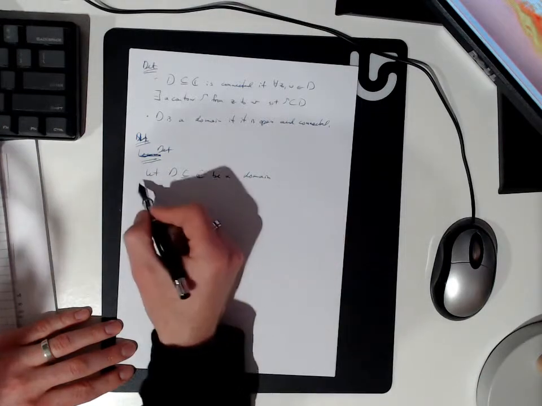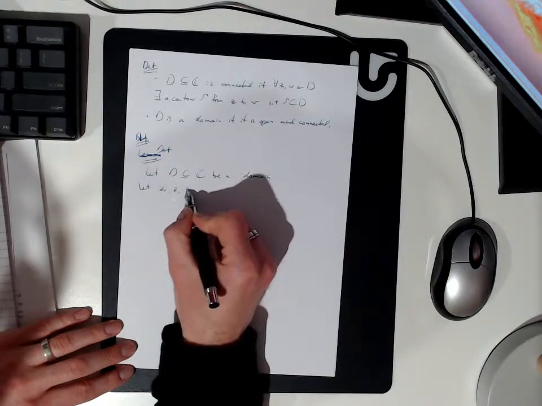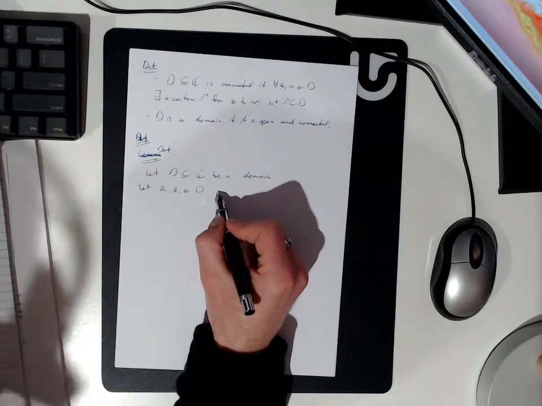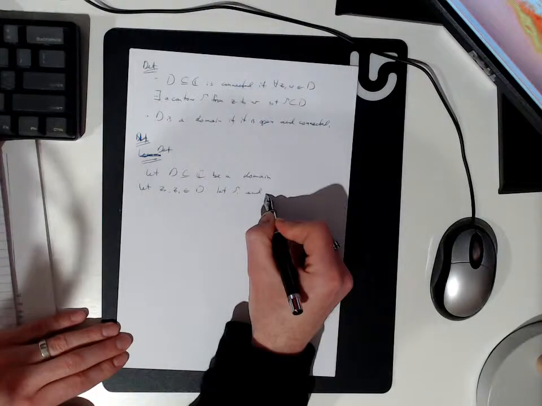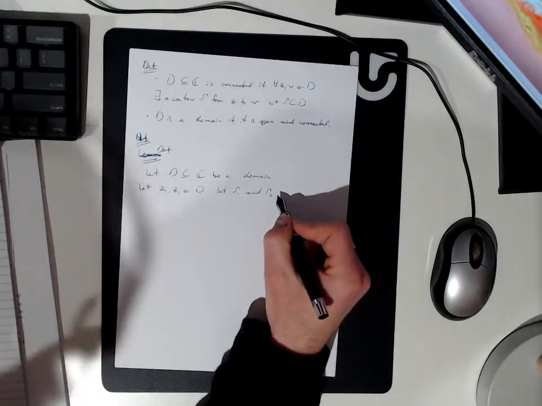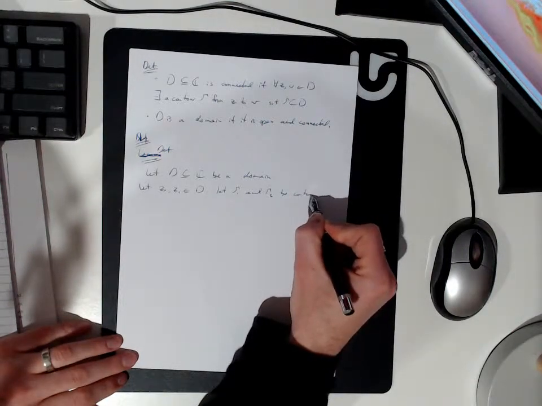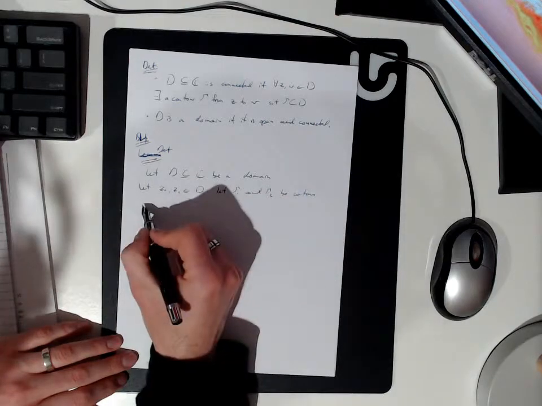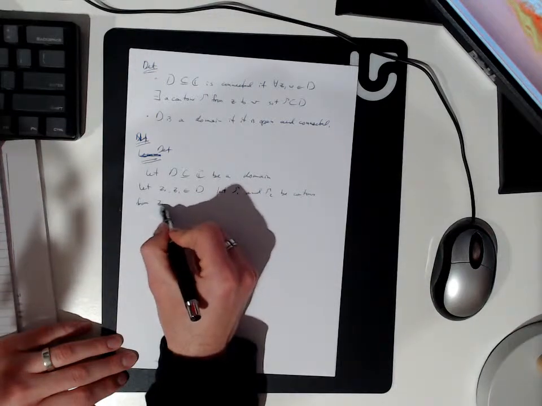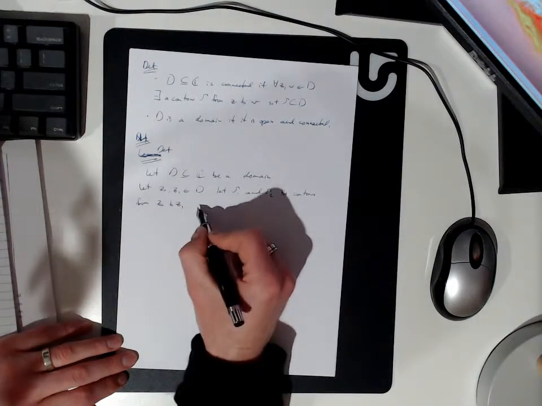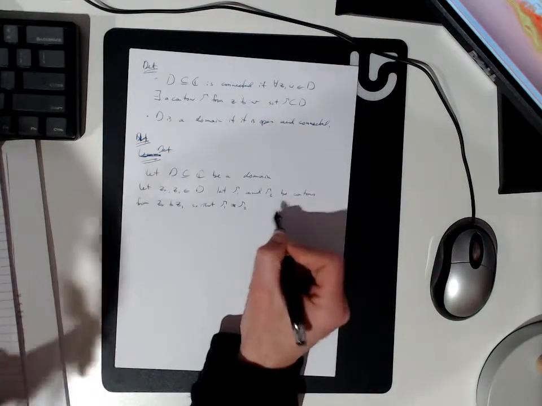Definition. Let D be a domain. We'll let Z0, Z1 be inside D. Let gamma 1 and gamma 2 be contours from Z0 to Z1, so that gamma 1 is not equal to gamma 2.